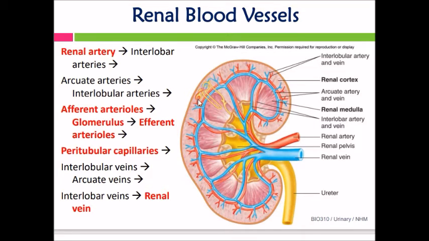These afferent arterioles will make up a glomerulus, which looks like a ball here, and then the blood will go out from the glomerulus through the efferent arteriole, and then to the peritubular capillaries, which are not shown here, and it continues the same way, but now it will exit through the renal vein.